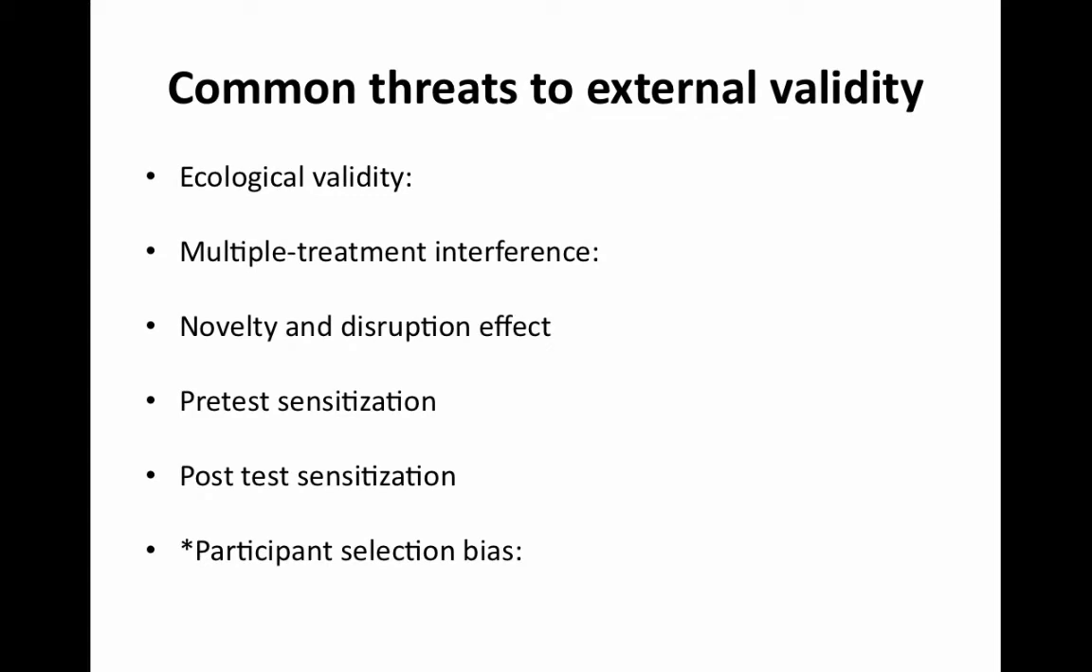Ecological validity. The extent to which the results of an experiment can be generalized from the set of environmental conditions to another. Multiple treatment interference. Individual stuttering treatment plus group treatment plus psychological counseling. We cannot pinpoint the treatment effects of the specific treatment.